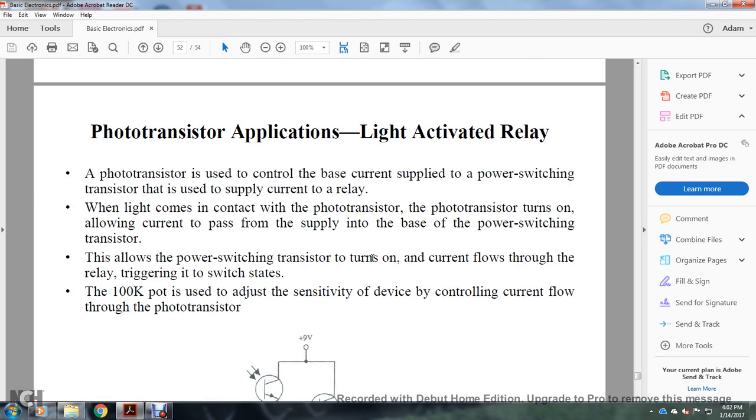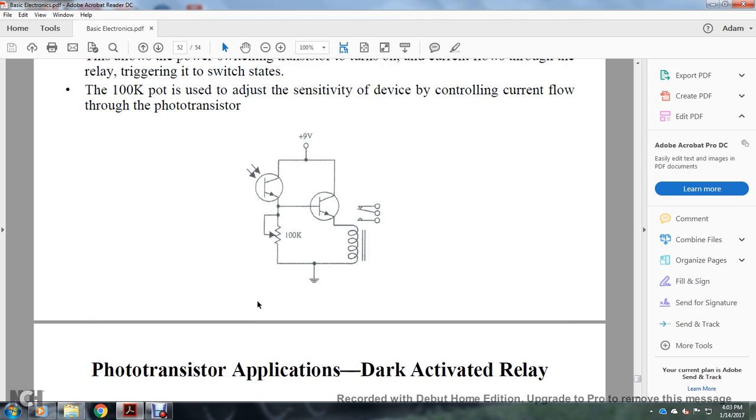Phototransistor application: light activated relay. A phototransistor is used to control the base current supplied to the power switching transistor, which is used to supply the current to the relay. When light comes into contact with the phototransistor, it turns on all the way and current is supplied to the base of the power switching transistor. This allows the power transistor to turn on current flow through the relay, triggering it into its switch states. A 100K pot is used to adjust the sensitivity of the device by controlling current flow through the phototransistor.